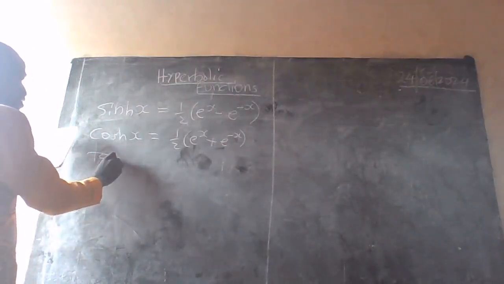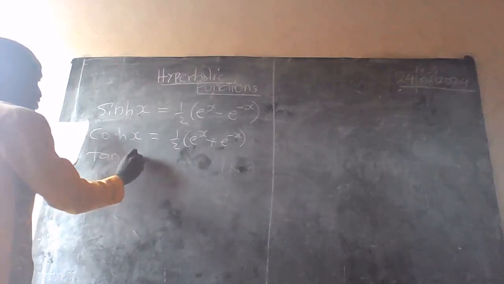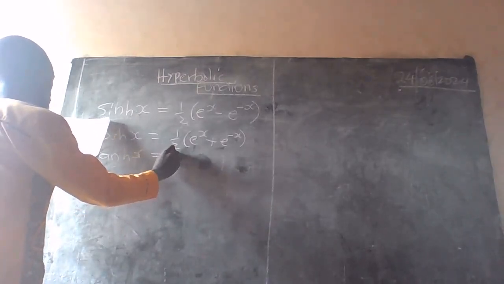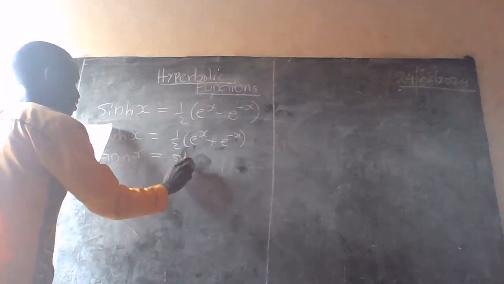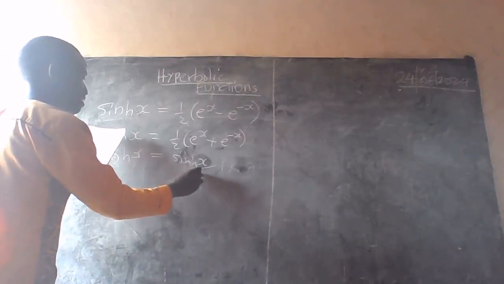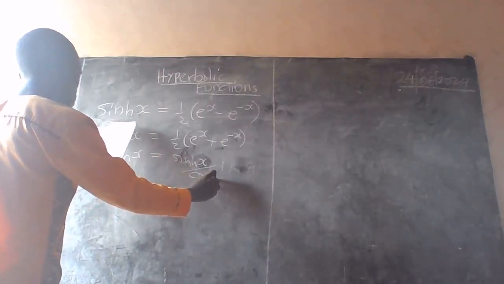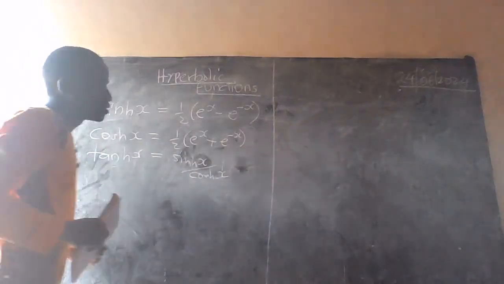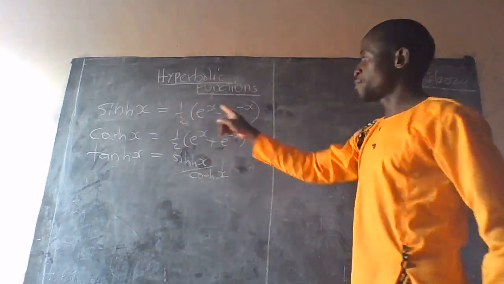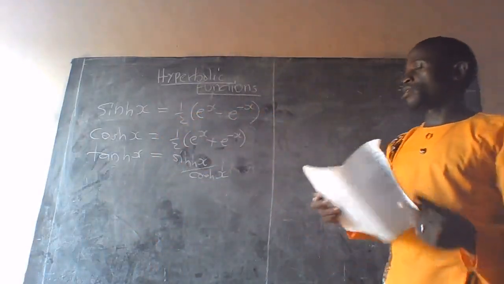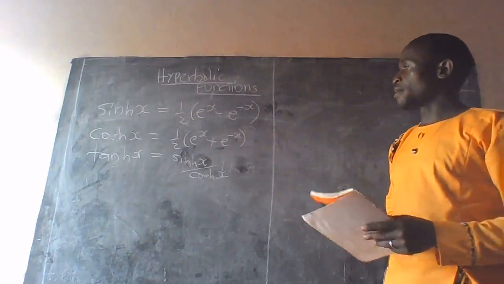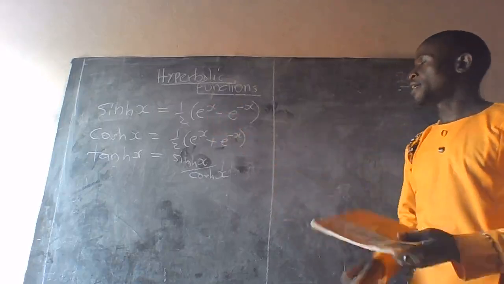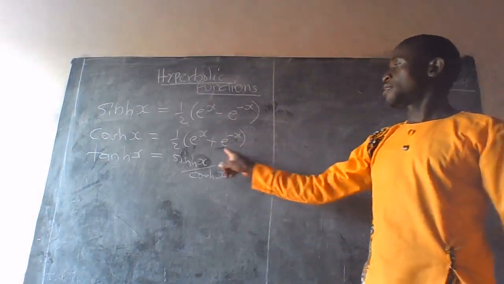Then we have tanh x, the hyperbolic tangent, which is given by sinh x divided by cosh x, as you can see. It is being given in terms of exponential numbers. That is e^x minus e^-x, over e^x plus e^-x, and this is okay.